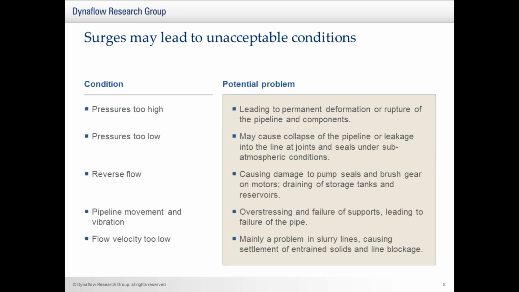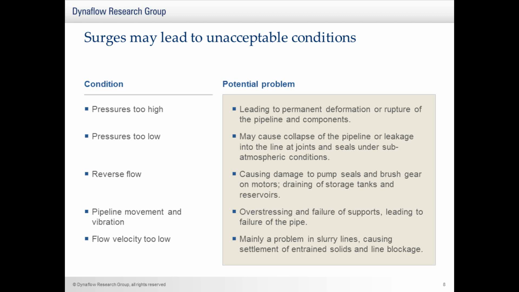Other than unbalanced loads, pressure surges may also lead to overpressures, which may lead to permanent deformation or rupture of the pipeline element, or underpressure, which may cause collapse of the pipeline or leakage at joints and seals under subatmospheric conditions. Reverse flow can cause damage to pump seals and brush gear on motors, draining of storage tanks and reservoirs. Pipeline movement and vibration could directly overstress supports, causing support failure that subsequently leads to failure of the pipe.